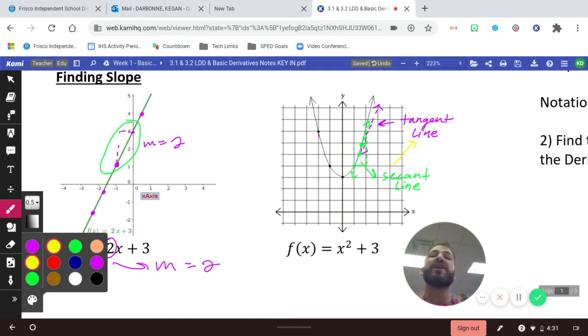Now, what did we just learn about in calculus where we're moving closer and closer and closer to a value? Well, that was limits. So mathematicians discovered that as I move closer and closer and closer, secant line to tangent line, I could evaluate the slope of the tangent line.